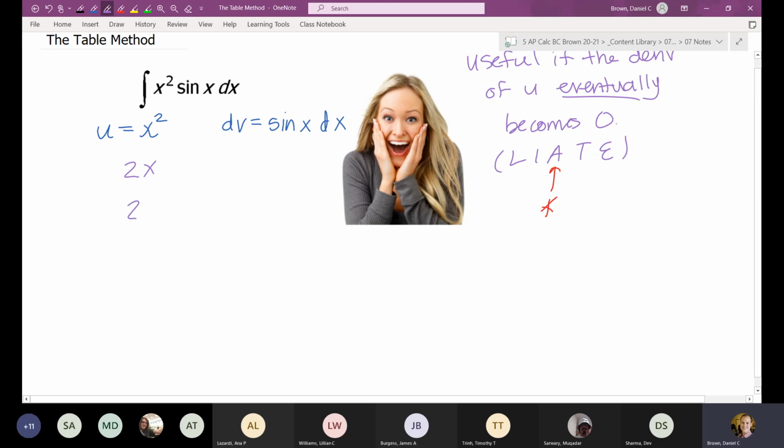What's the derivative of 2? 0. I like putting a smiley face there because that's what you want, and that's also when you're going to stop. So you're basically going to take the derivative all the way down to 0 and then stop. And then for each row that you have, you're going to keep integrating your dv.